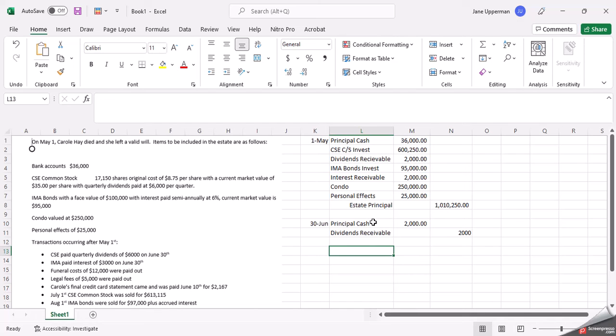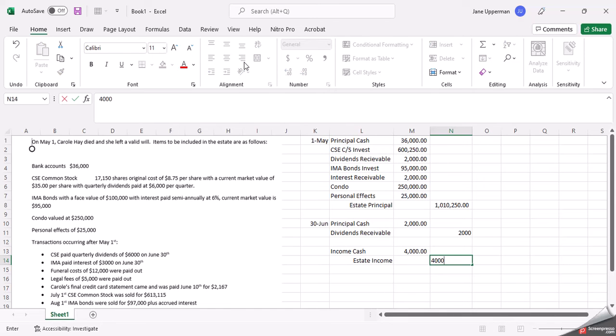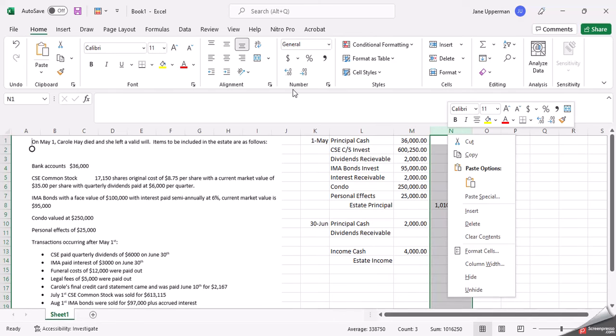Then the rest of it, the remaining 4,000, is going to come into income cash, or cash dash income, whichever way you'd like to do it. So that'd be $4,000. And then estate income, because that they earned after she died. So it becomes money to the estate. And sometimes people will work that out differently. So that's why we keep track of it differently.